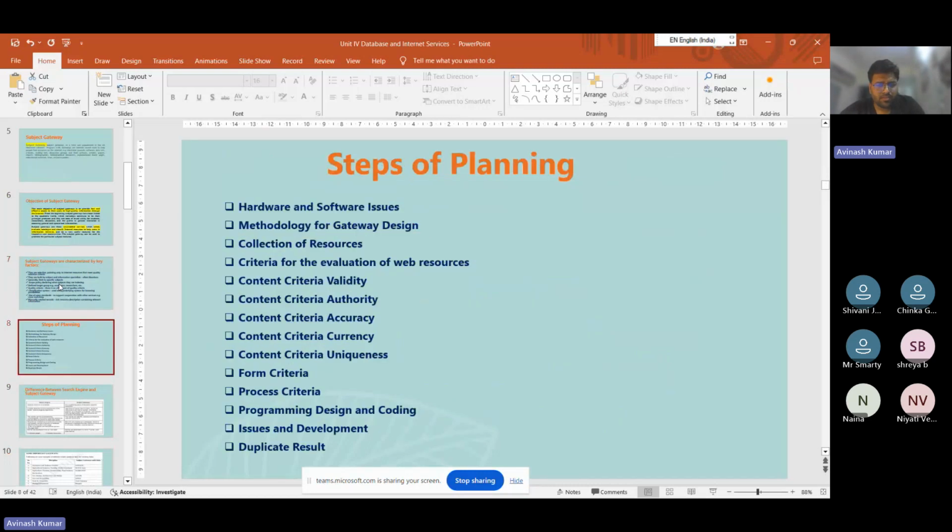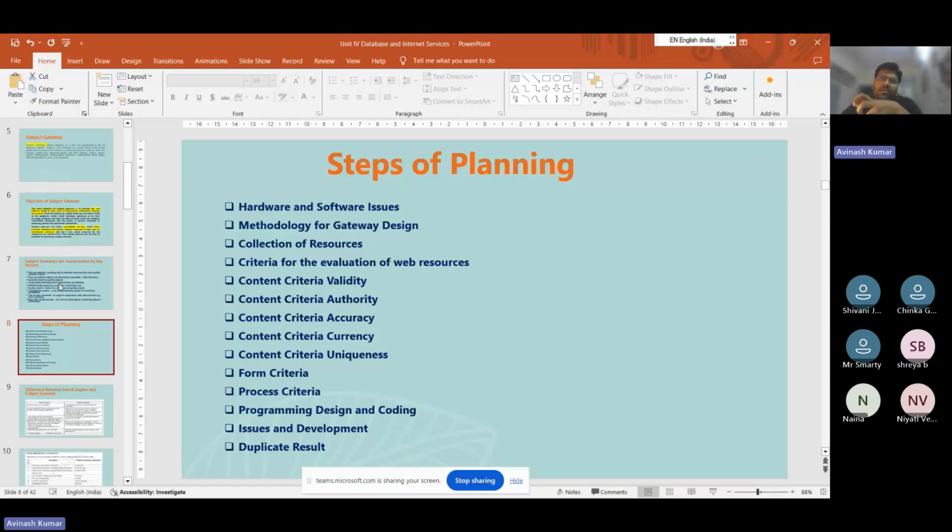And what is the planning of a subject gateway? Suppose any organization wants to launch or create a subject gateway, what equipment, what resources, and what things do they need to collect? If you have no plan, you cannot do anything. So if you want something organized, first you should have a plan. Here is the subject gateway plan. What is the plan? Hardware and software issues.